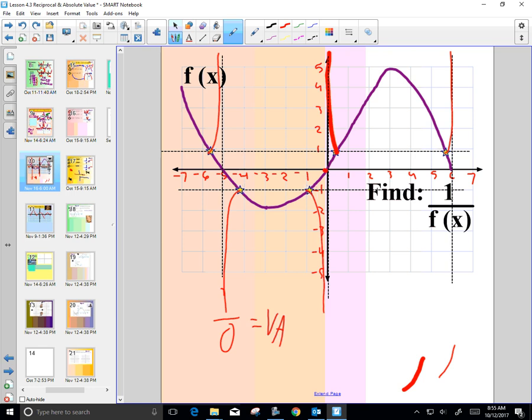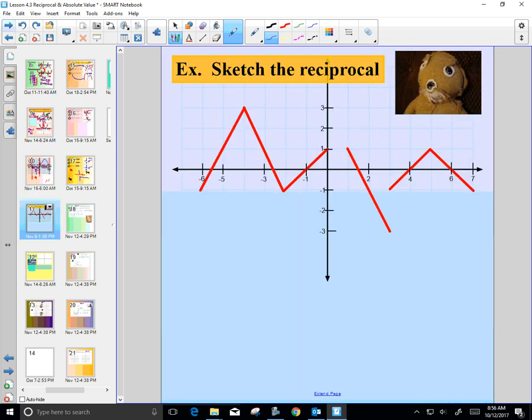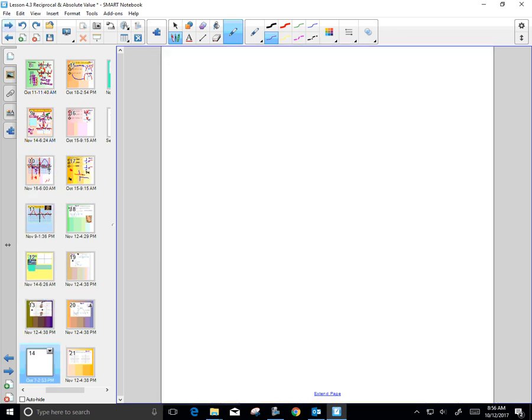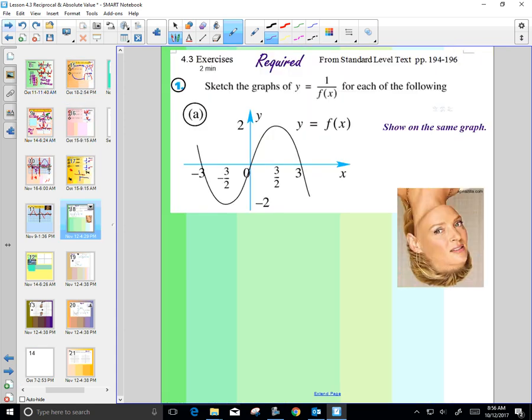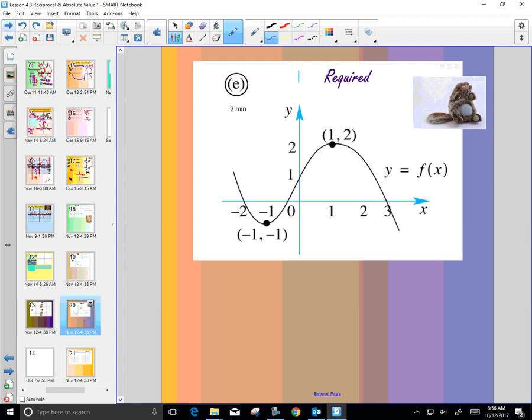Then the only other thing we need to do is look at this point here. This is -3, -2. So if y is -2, what's 1 over -2? A half, so that'll finish that off. 1 over 5 is a fifth. That'll finish that off. For Monday, see if you can skip this, just draw these. You finish these, and then draw these reciprocals.